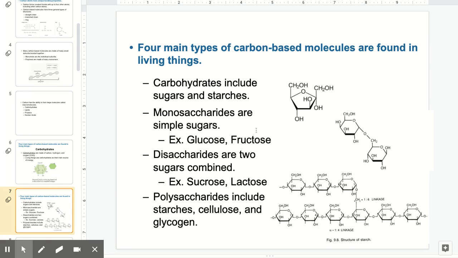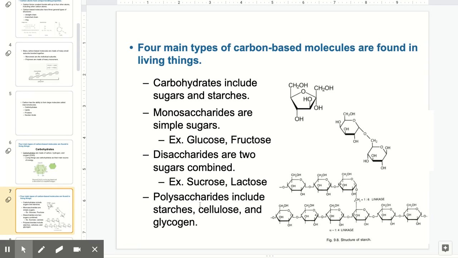I just want to come back here and say that glucose is like what we really think of as sugar, like just a very simple sugar. Fructose is the sugar in fruit. Lactose is the sugar in milk.